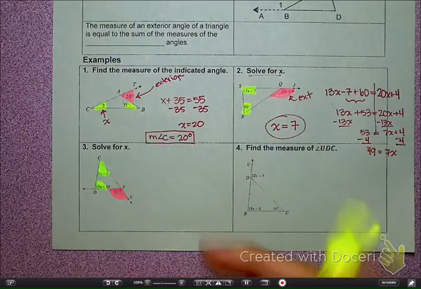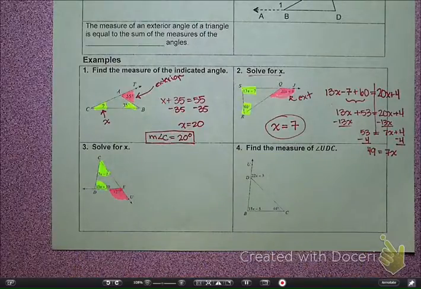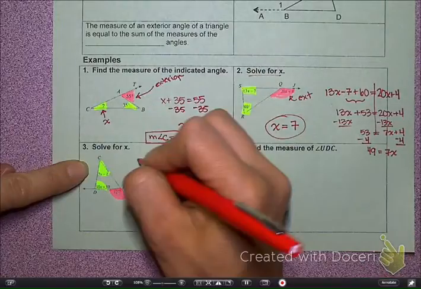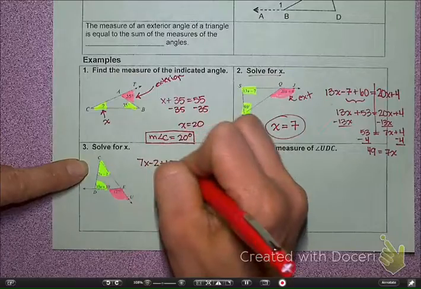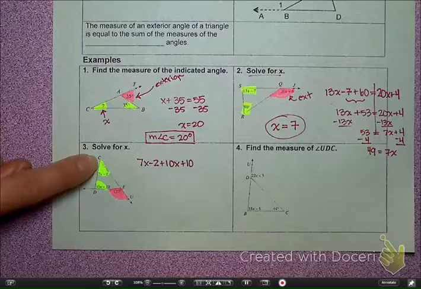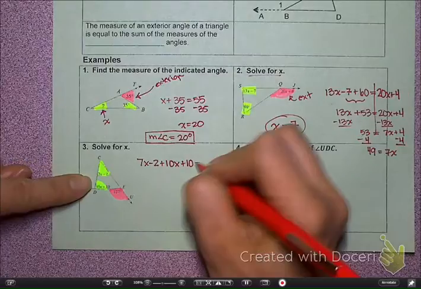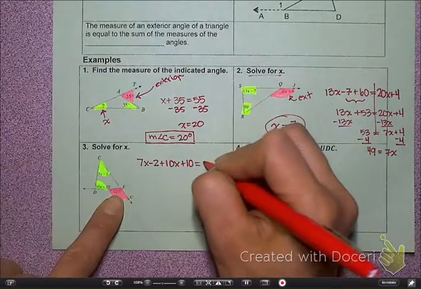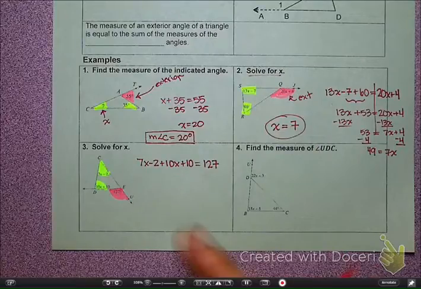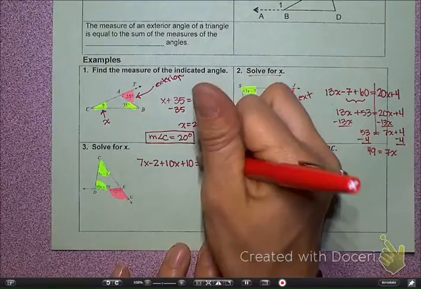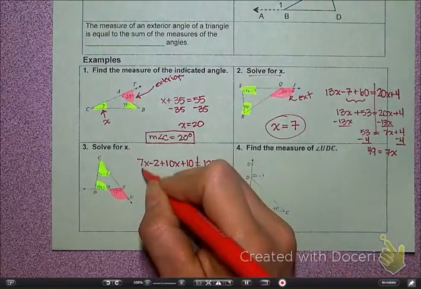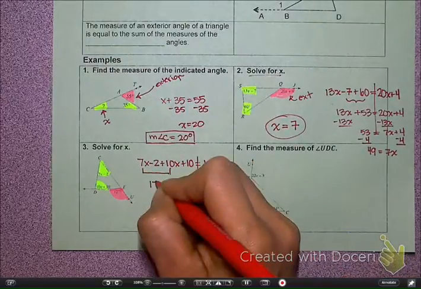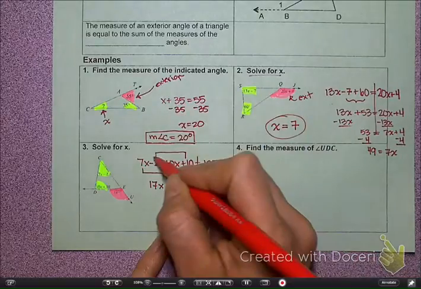Okay? So what am I going to go ahead and add together? 7x minus 2 plus 10x plus 9 equals 127. Okay, good. So these two add together to equal this one. That one is 127. Okay? So now let's go ahead and solve that. Okay, I'll put together my like terms. And then I'll put together these other ones. Don't forget, this is a -2.